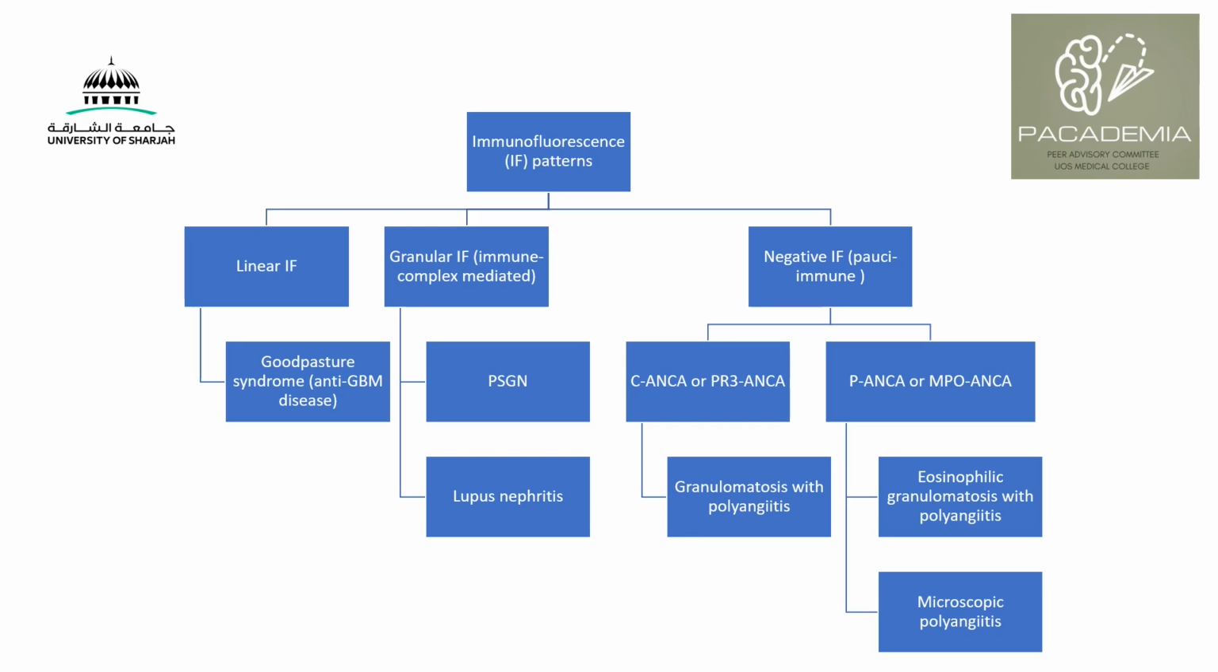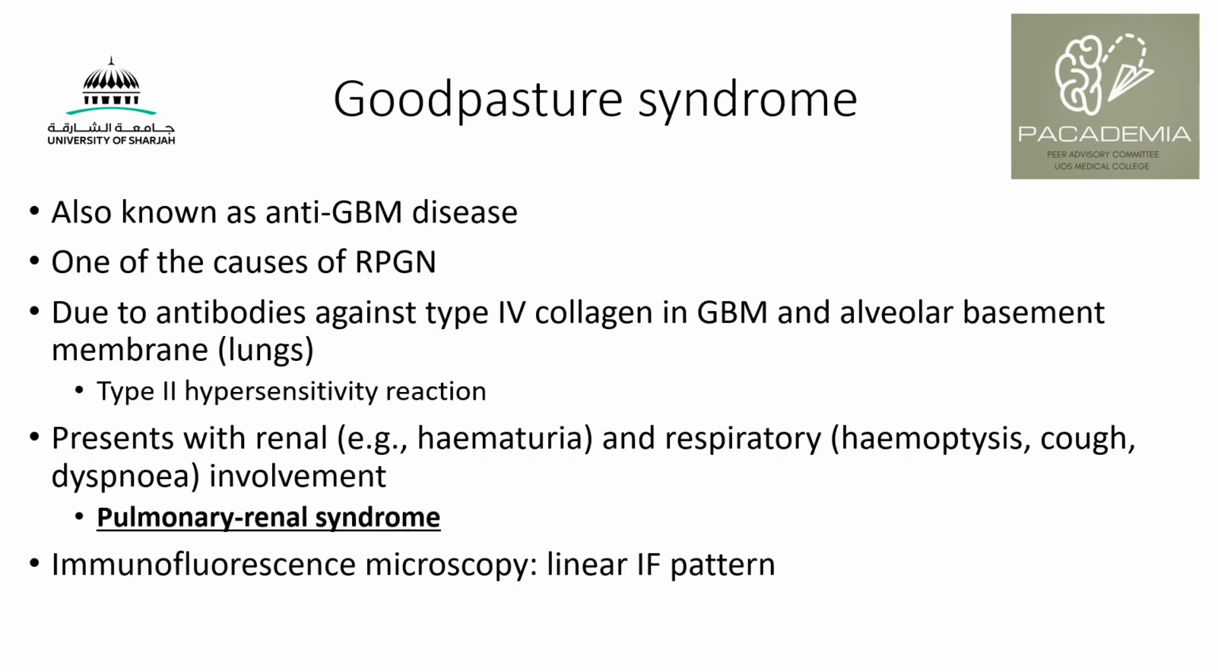So if the exam question is talking about rapidly progressive glomerulonephritis, and then they mention that there's a granular immunofluorescence pattern, I will show a picture, they tell you to think of these two diseases as the most common ones, the important ones. If they mention it's negative, think of these two, and if they mention C-ANCA, think of this disease. If they mention P-ANCA or MPO, or C-ANCA or PR3, think of these diseases, alright? This was for rapidly progressive glomerulonephritis.